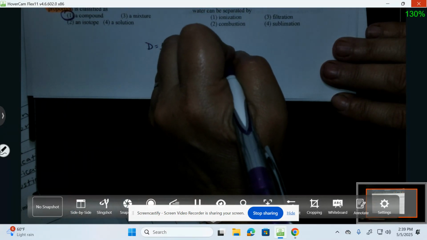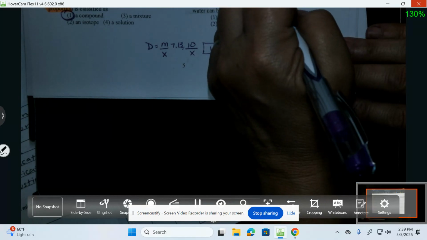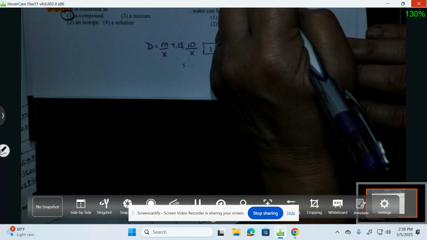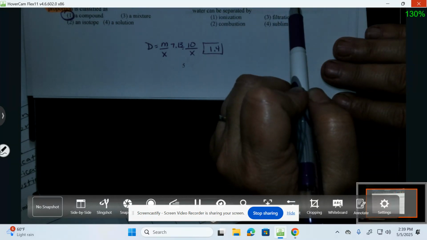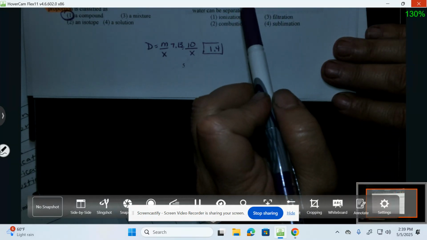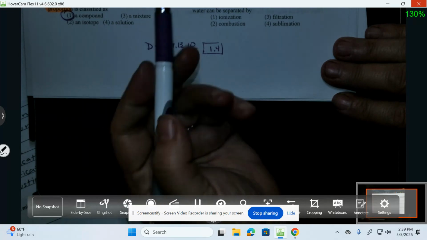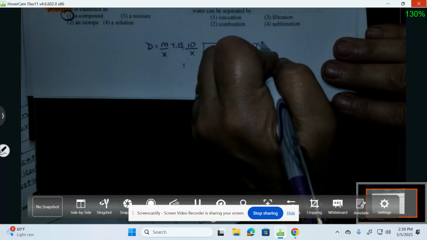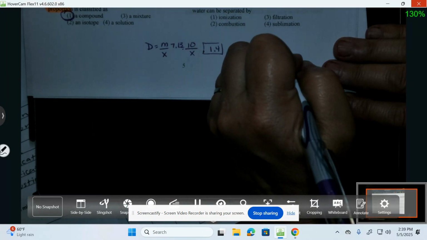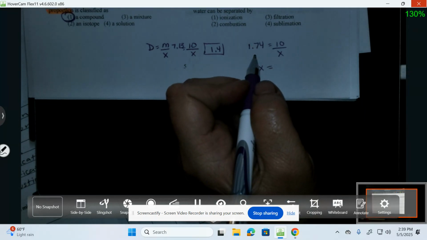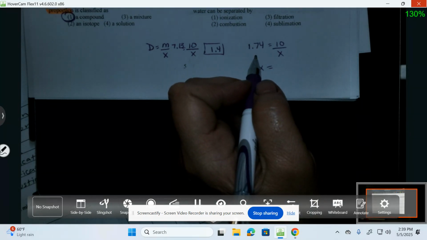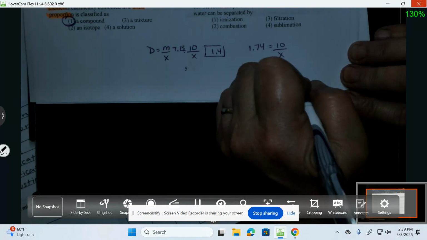Okay, so this is going to be 1.4 as a volume. Alright, that's the largest number. Now let's do the smallest number, magnesium. 1.74 equals 10 over X. X equals 10 divided by 1.74. I got 5.75.